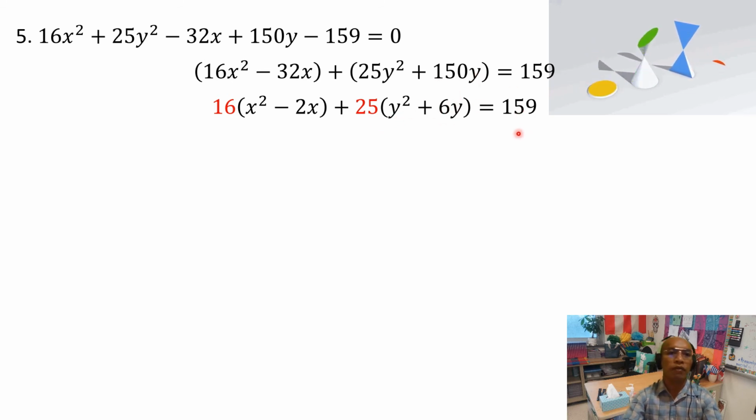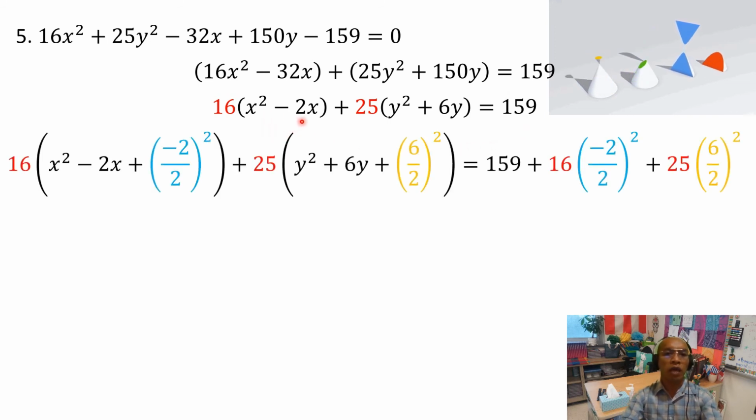Copy 159. So we are now ready to complete the square. So get the half of negative 2, negative 2 divided by 2 quantity squared. Then get the half of 6, so 6 divided by 2 quantity squared. Add the same constant, but it has to be multiplied by the factor. So 16 times the negative 2 over 2 quantity squared. Same is true with this given expression.